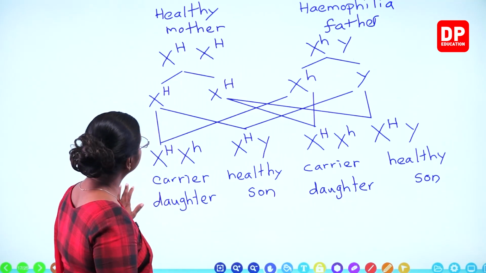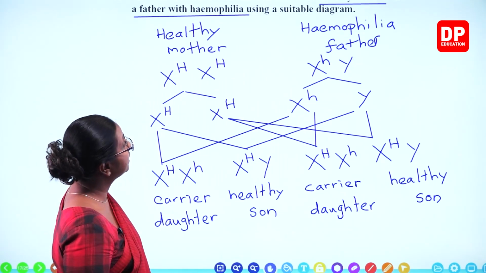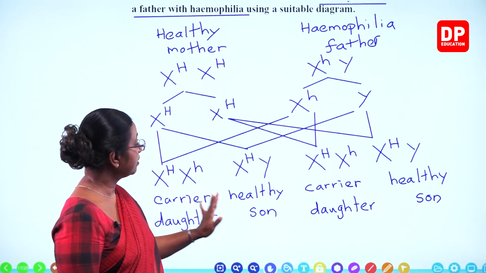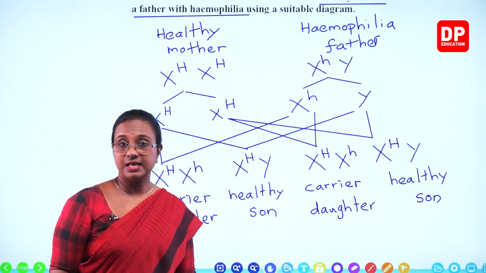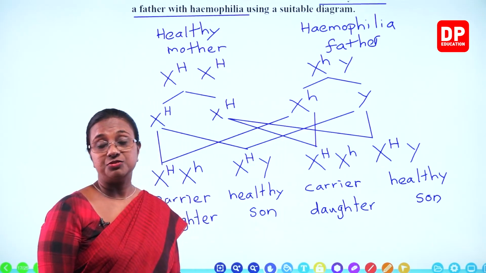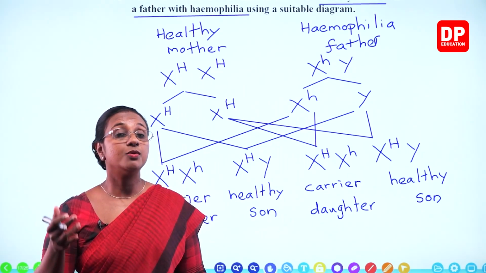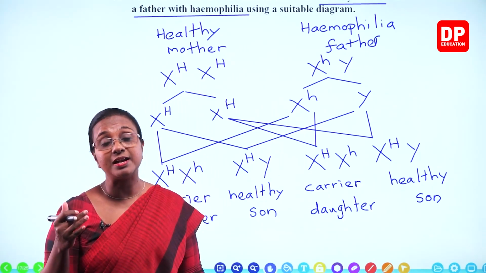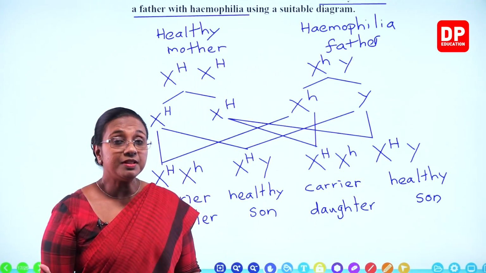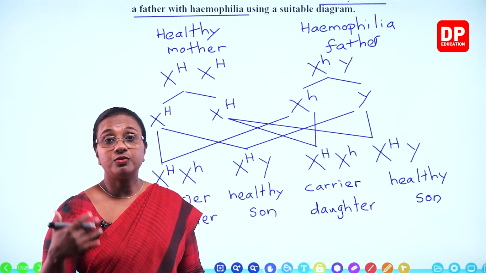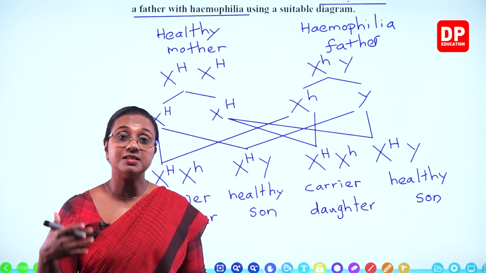So this is when the mother is healthy but the father has hemophilia. You get carrier daughters, healthy sons. Is that clear to you all? So another thing that you need to remember, students, when there is marriage among blood relatives, if the mother is a carrier and father has the disease, there are of course more chances of the disease occurring.